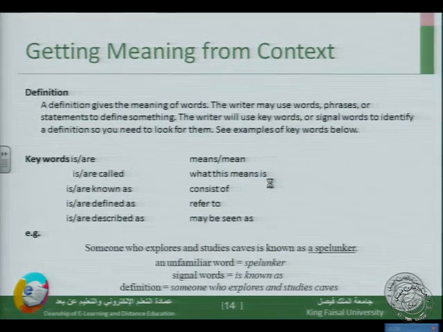Let us take some of these. I will give you some of the rules how to get the meaning from context. First of all, definition. You can use definition. A definition gives the meaning of words. The writer may use words, phrases, or statements to define something. The writer will use keywords or signal words to identify a definition, so you need to look for them. Them لمين ترجع؟ The signals, the words.